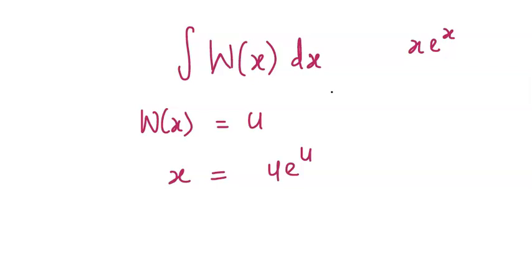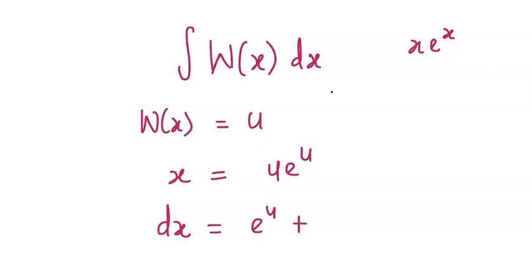Okay, now let's differentiate both sides. So the left hand side will have dx, and at the right hand side we're going to make use of the product rule, right? So first we start with the derivative of u. The derivative of u is 1, then multiply by e to the power of u. Then we have plus u multiplied by the derivative of e to the power of u.